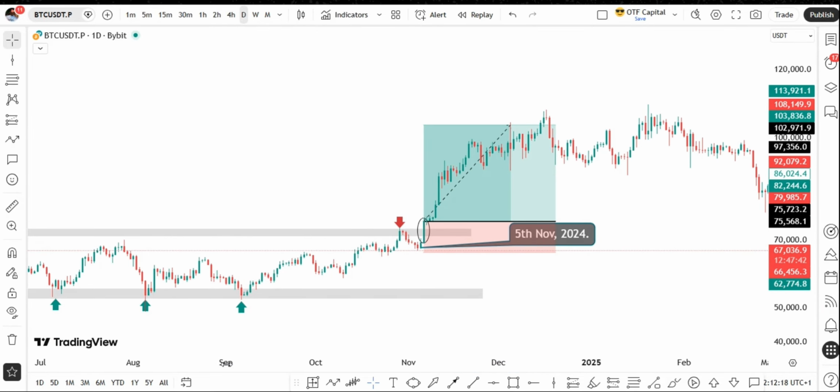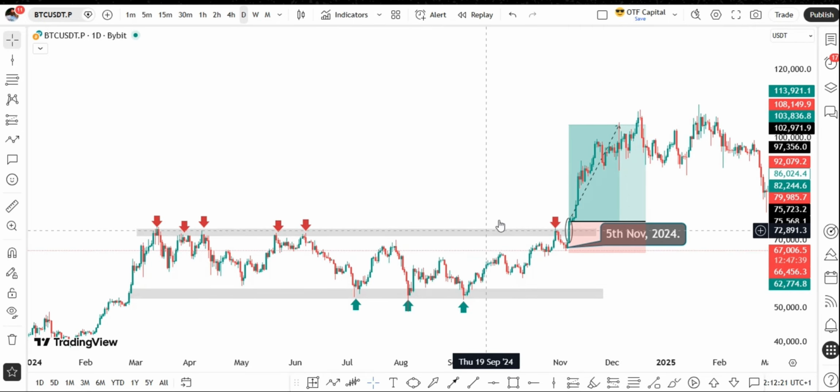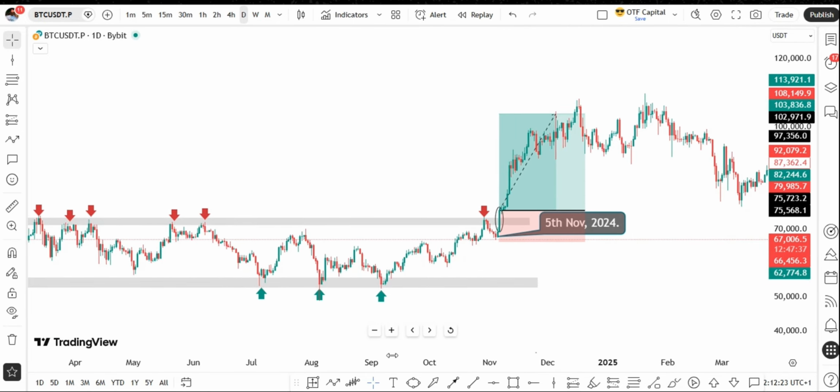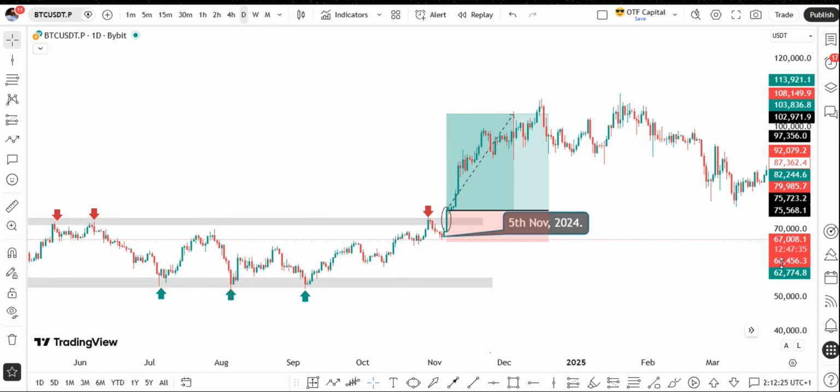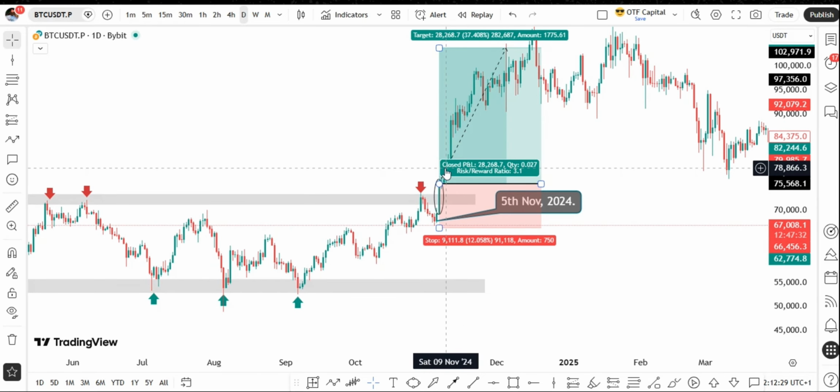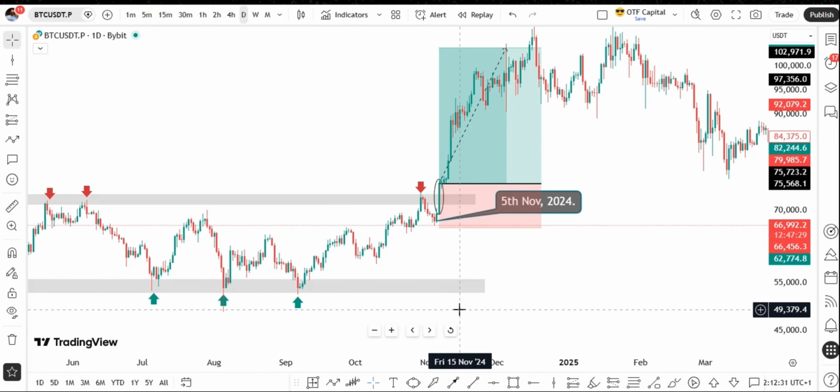Always avoid trading within the range. The most crucial area where you can take your entries is when we are breaking out of the resistance zone or when we are breaking out of the support zone.